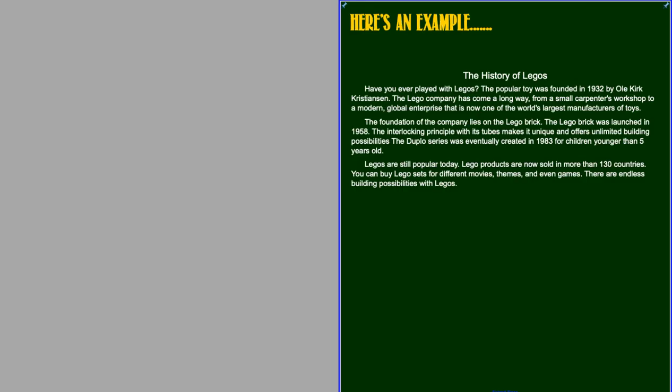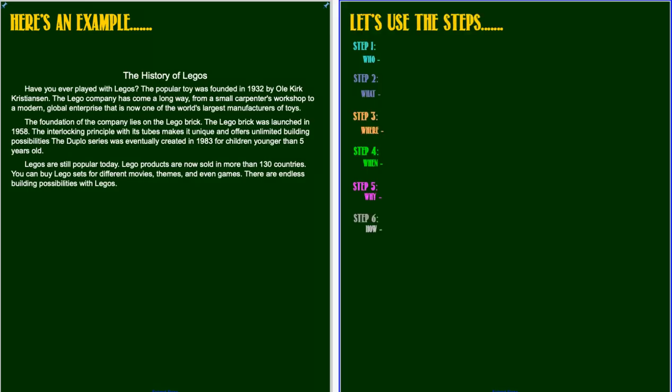And we're going to pin this page. There we go. So step 1, we need to know who. All right, so if I'm trying to think to myself who, I've got to look in my text. I've got to find my character. In this case, it's a factual piece of information. We're not really talking about a character, but we're talking about a historical figure.